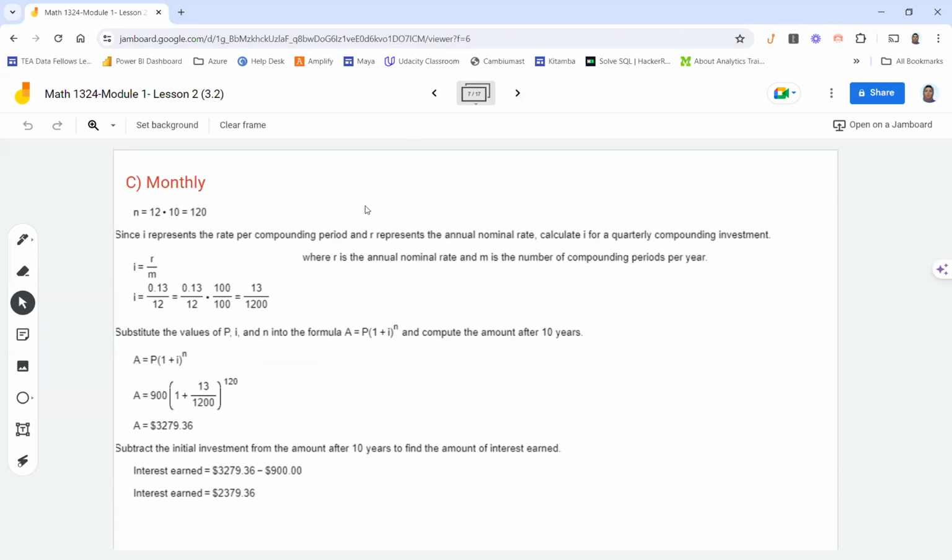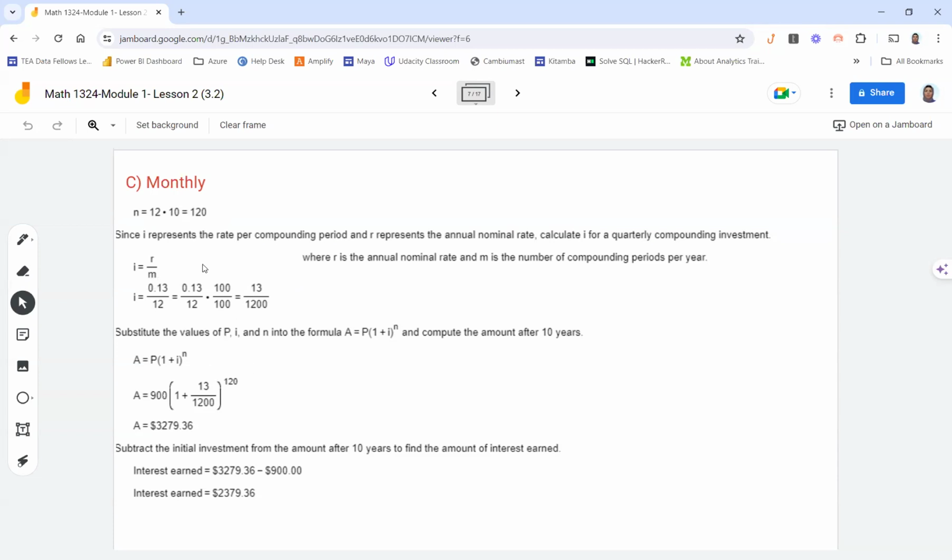Third part of this question is monthly. So monthly means M value is equal to 12. So for a 10 year period, your N value is 12 times 10, which is 120. Now we're going to divide our rate by monthly, which is 12. So if you divide 0.13 by 12, this is the decimal we're getting. This is the rate we're getting.